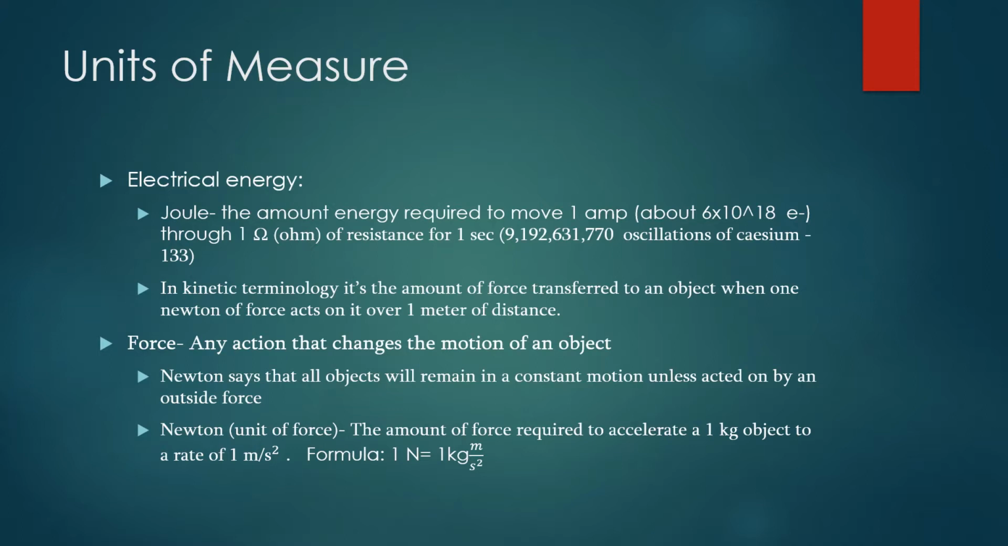The definition of a second: 9,192,631,770 oscillations of cesium-133. That's how many oscillations of this element called cesium happen in 1 second. It's essentially a very reliable clock.